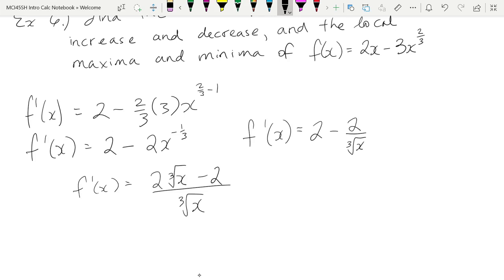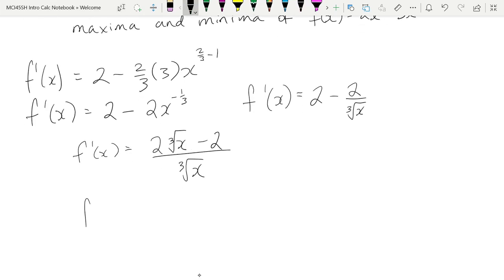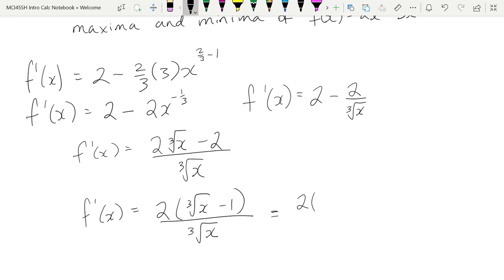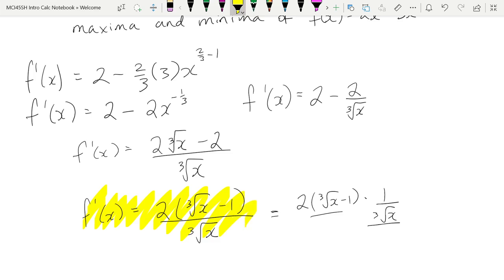Then I'm going to factor it, and factoring this gives me 2 times the cube root of x minus 1, all over the cube root of x. And I think of this as factored, right? Because I know it's a divide, but you can also, of course, think of it as 2 times the cube root of x minus 1 times 1 over the cube root of x. So it really is 2 factors. This is the way I'm going to work with it. It'll work easier this way.